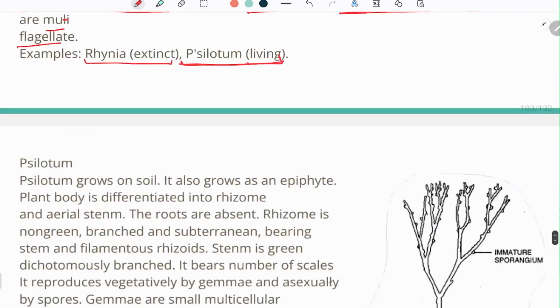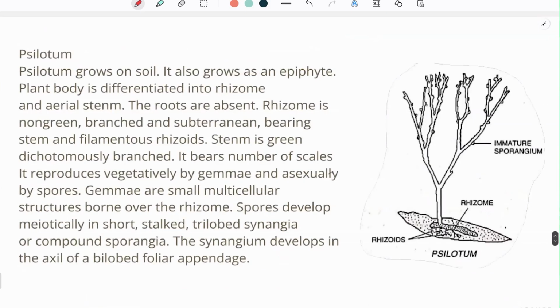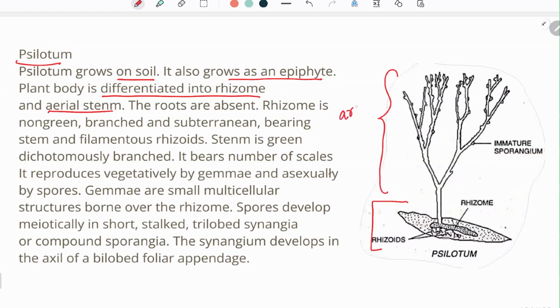Psilotum grows on soil. It also grows as an epiphyte. An epiphyte is a plant which grows on another plant and extracts its nutrition from the other plant. The plant body is differentiated into a rhizome and an aerial stem. The roots are absent. There is absence of root.